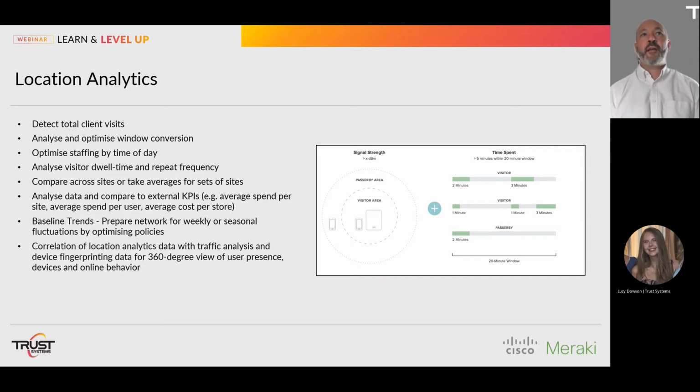We can use some of that data and analytics to compare against external KPIs to look at average spend per user, average spend per site, which again is just driving some baseline analytics for trending, for some potential weekly or seasonal fluctuations that you might see across your business.